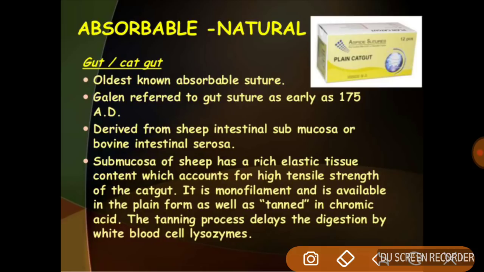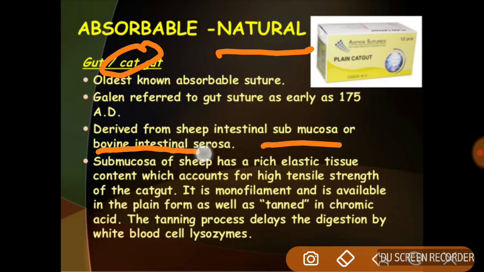Now catgut is absorbable and natural, as already told. By catgut, don't get the idea that it is derived from cat; it is derived from sheep intestinal submucosa or bovine intestinal serosa. The submucosa of sheep has rich elastic tissue, which accounts for high tensile strength. It is monofilament and is available in plain as well as tanned in chromic acid.